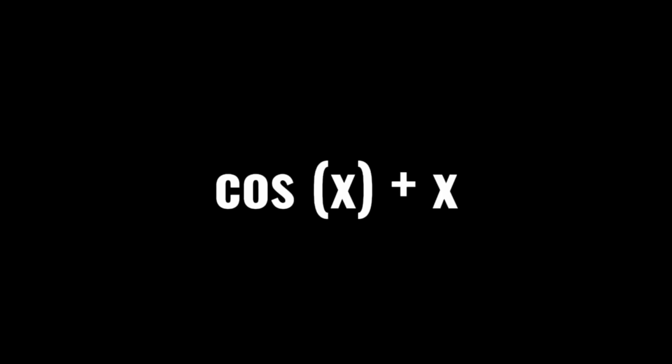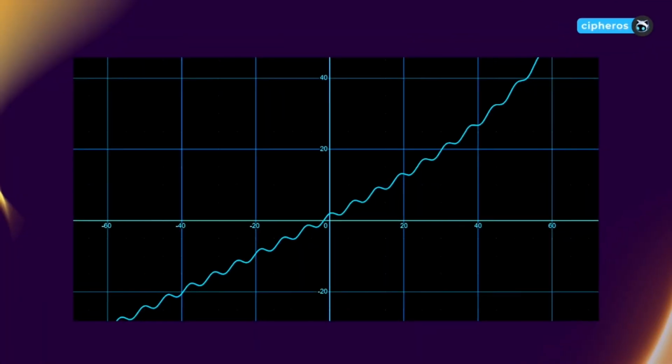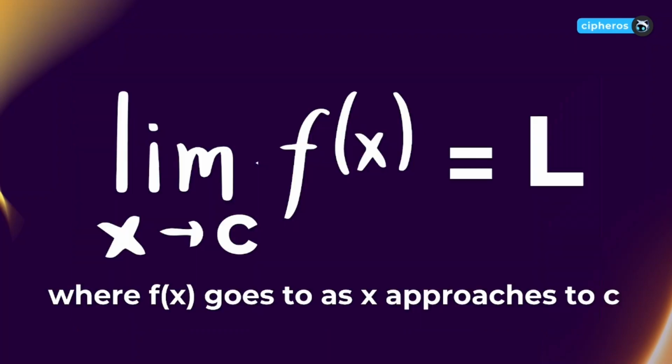This is exactly cosine of x plus x. Now, what are limits about? It's basically where the function is going in the graph onto a certain point. So if x goes to a specific value, y must also go to a specific value. That is this notation, where f of x goes to something, specifically this L, as x approaches a c value. This is essentially what it means.